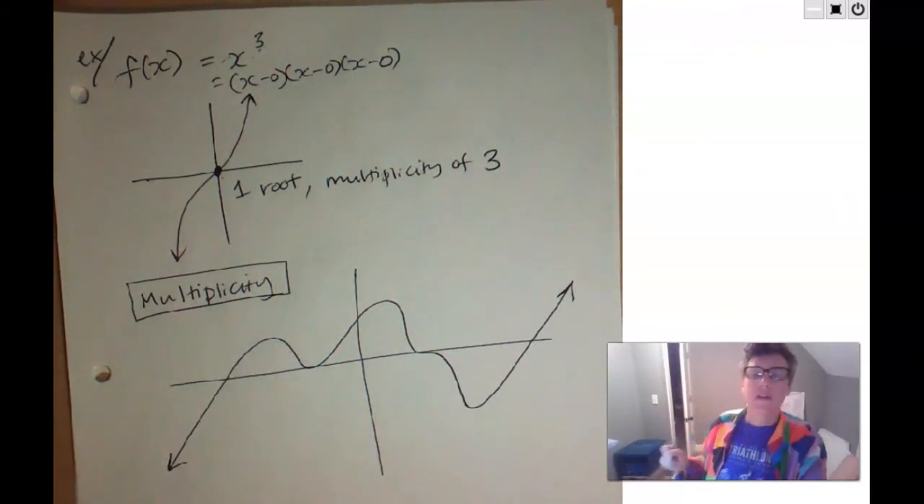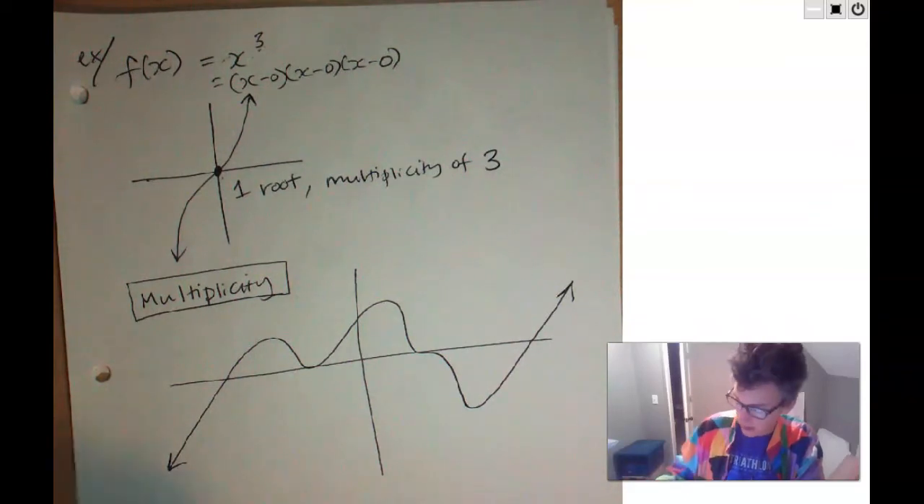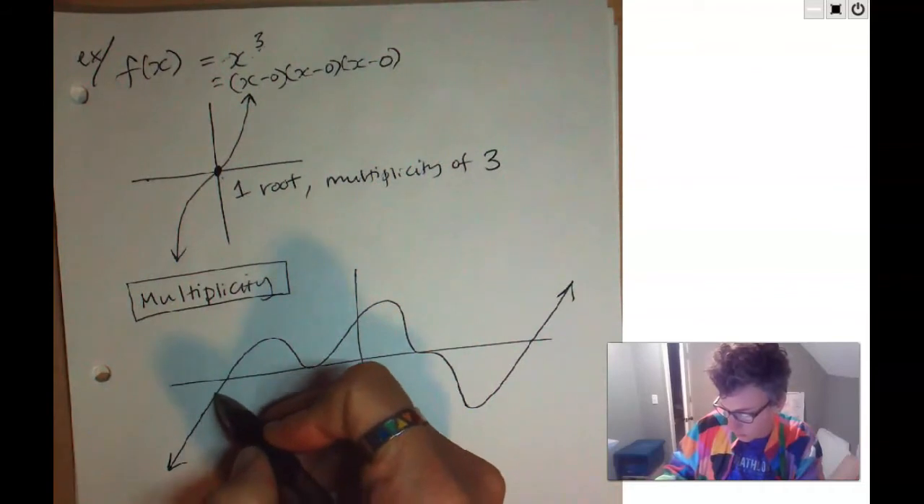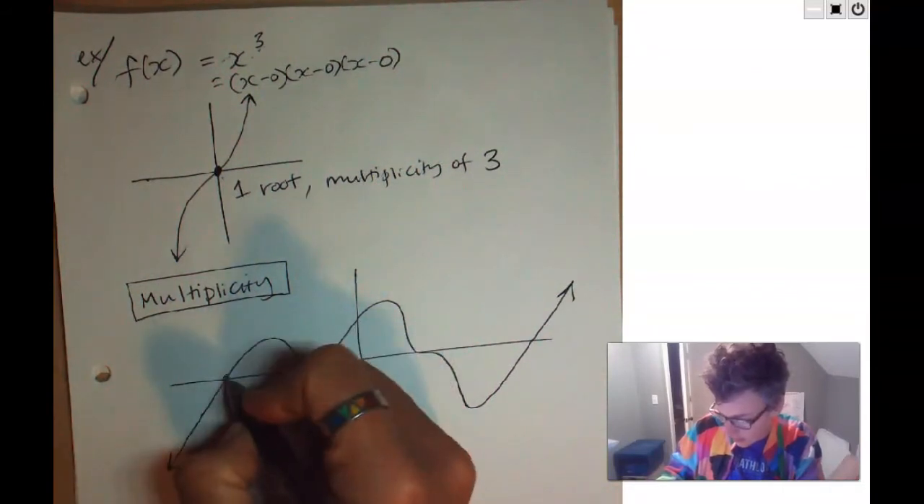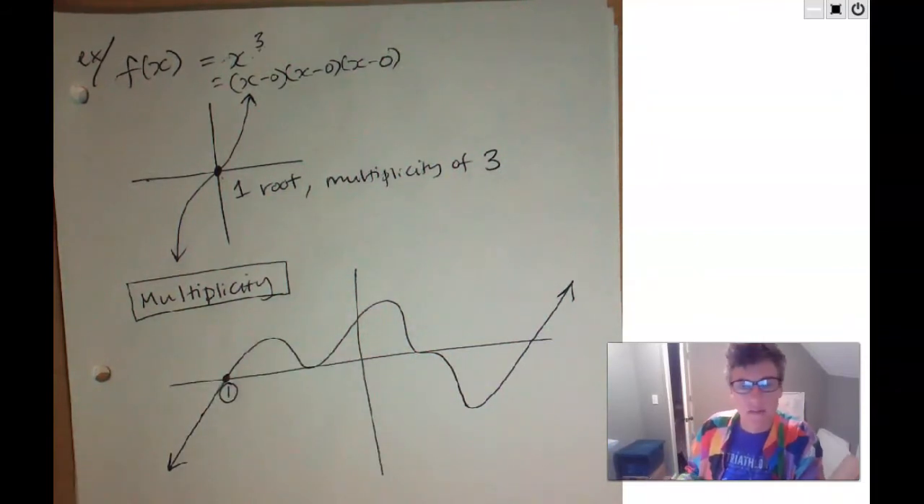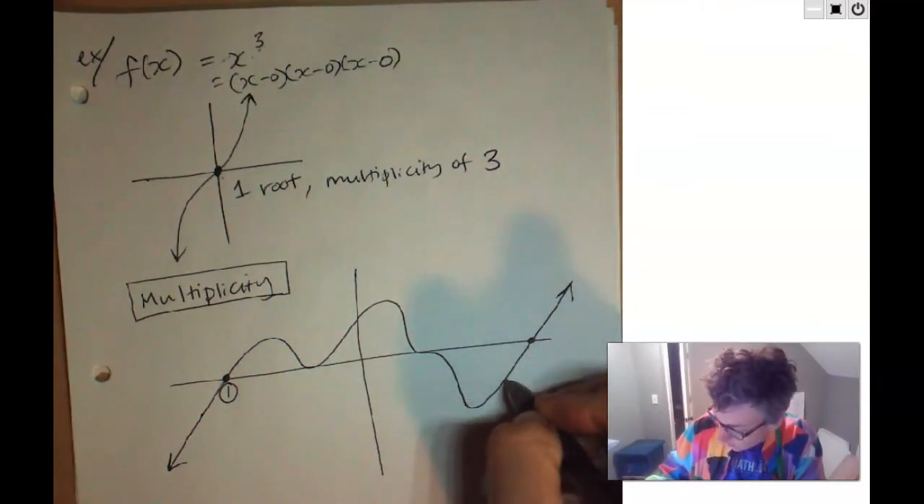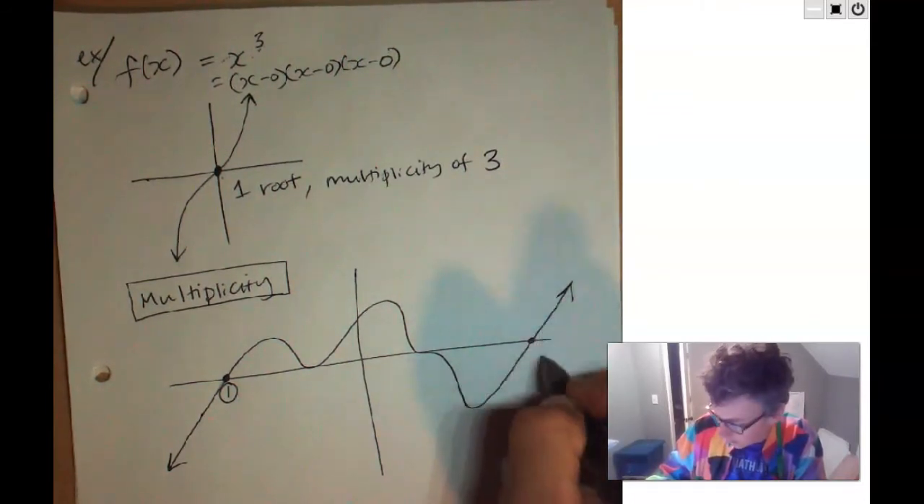So you can tell the multiplicity of each zero by how it crosses the x-axis. If it goes straight through, it has a multiplicity of 1. So this graph goes straight through the axis. It has a multiplicity of 1. Where else does that happen in this picture? Right here. This goes straight through, has a multiplicity of 1.